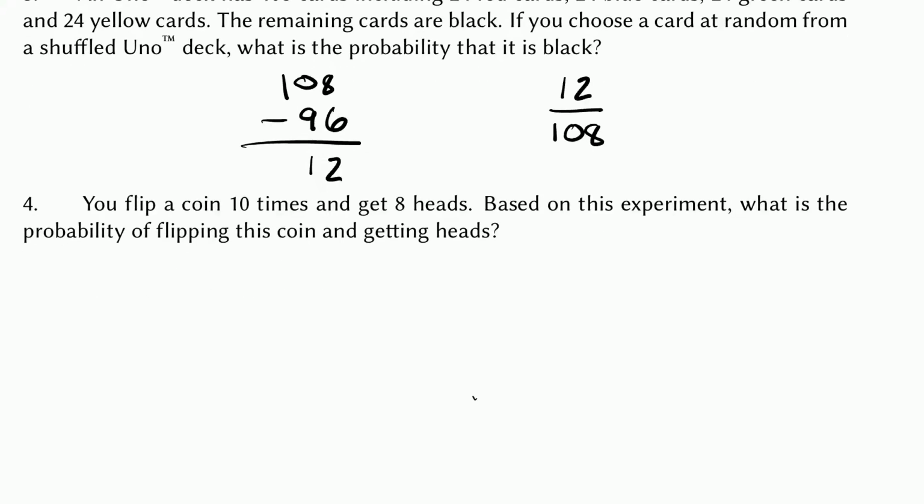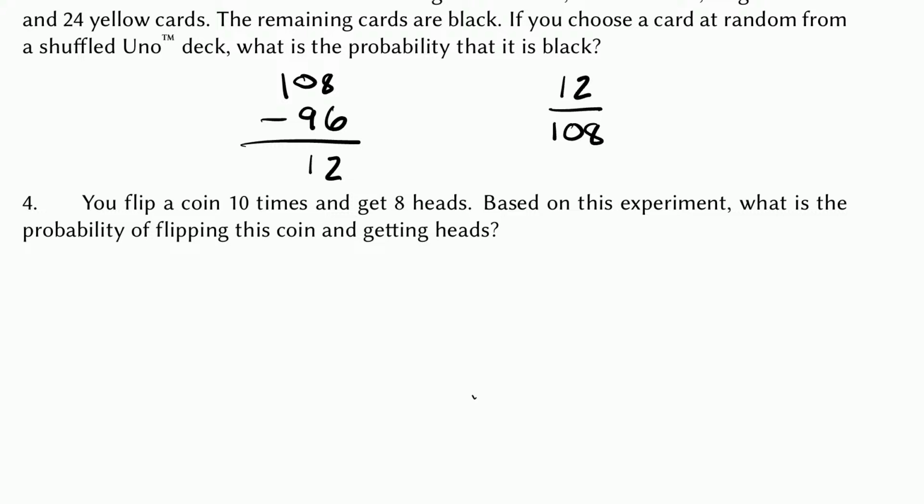Okay, so moving on, flipping a coin 10 times, get 8 heads based on this experiment. What is the probability of flipping this coin and getting heads? Well, just 8 out of 10. Empirically, that's what we would say. I know you want it to be 1/2, but who knows? Maybe this coin is a fake, like a coin that is heads more than tails. So we did an experiment, and there it is.